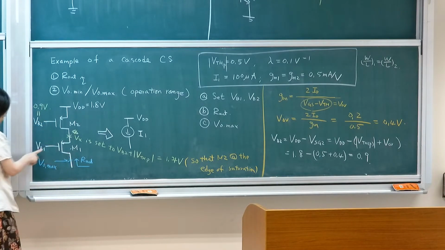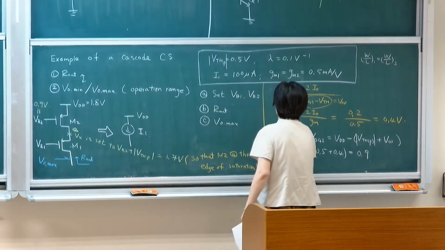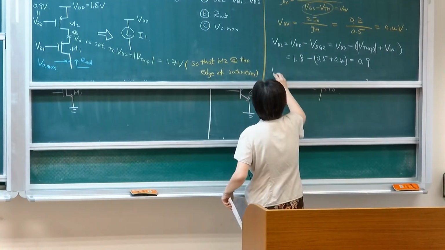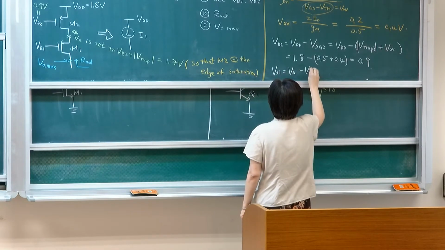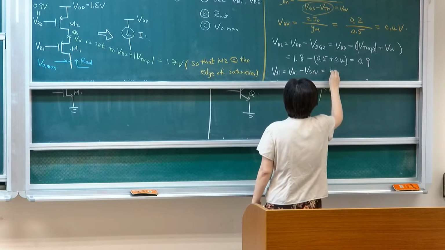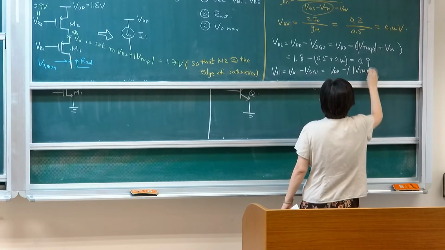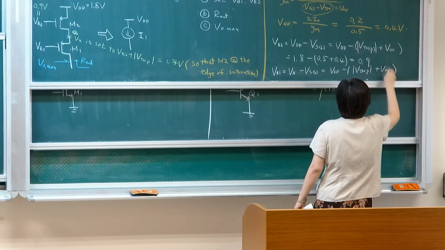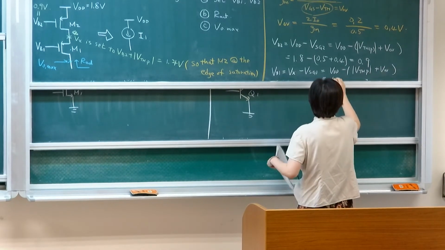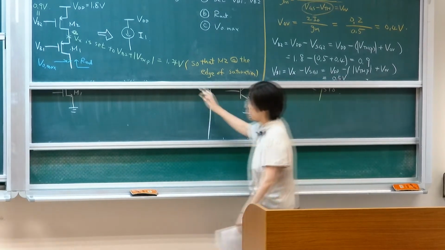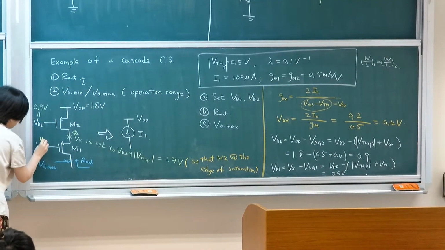So remember, this is set by VB1. So VB1, therefore, I can write it down. So VB1 will be Vx minus VSG1, which is VDD, the same thing, minus VTP plus VOV. So it's the same 0.9. So this will then set this to 0.5. Okay? This will be 0.5 volt.